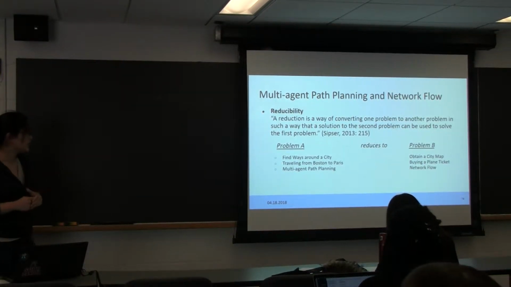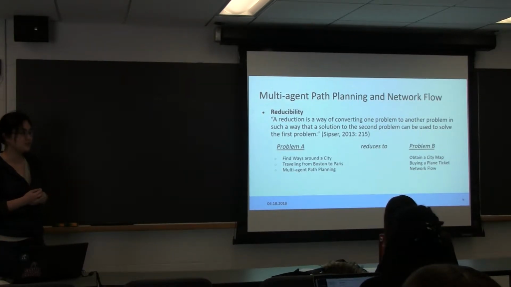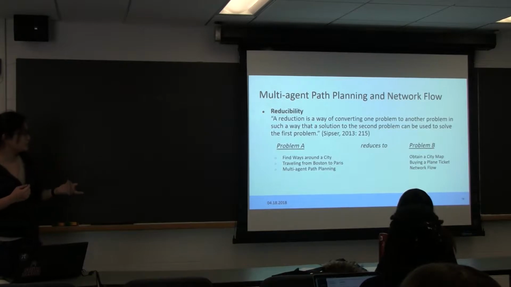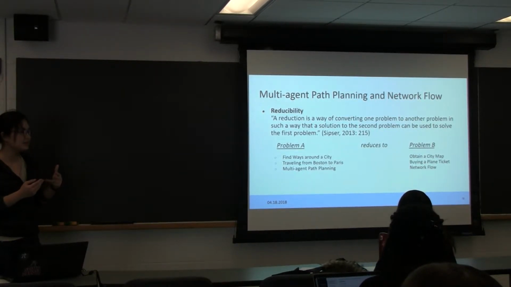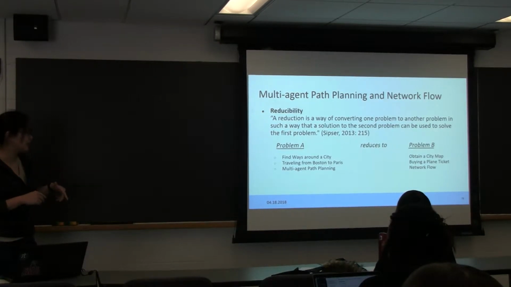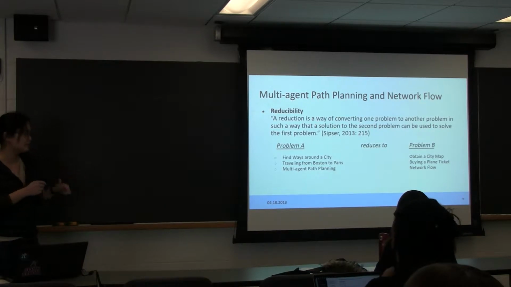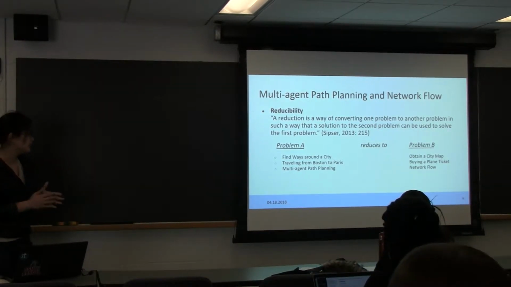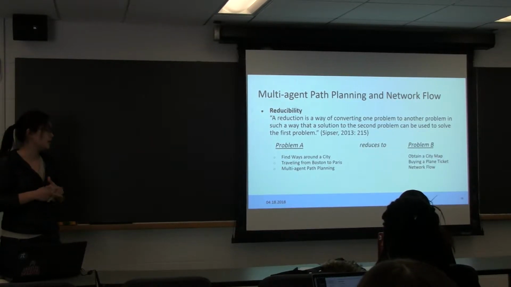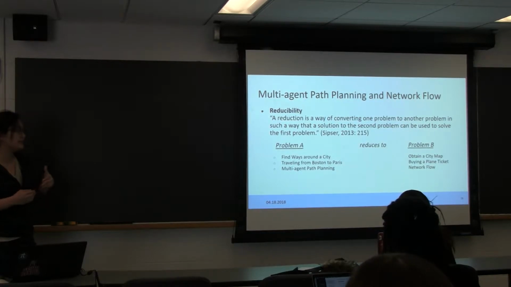Actually, you might not be aware that you might use reduction in your daily life. For example, if you travel to a new city and you want to find a way around the city, you might reduce the problem to obtaining a city map. Because if you have a map, then you know where each place is located and how you can go from one place to another place. Another example is if you want to travel from Boston to Paris, you might reduce the problem to finding a plane ticket between Boston and Paris.